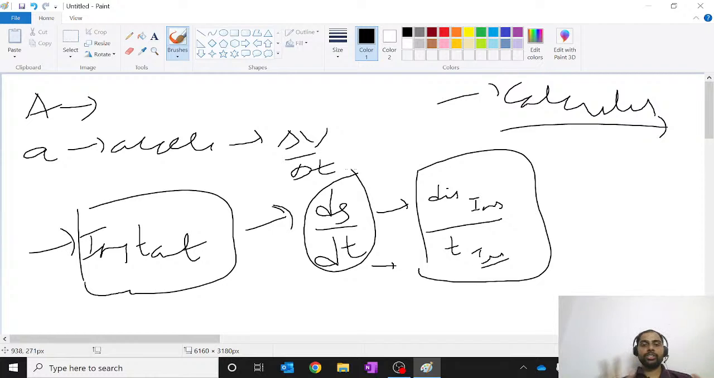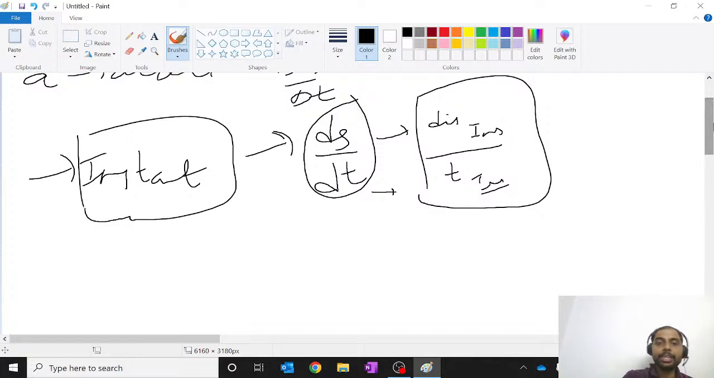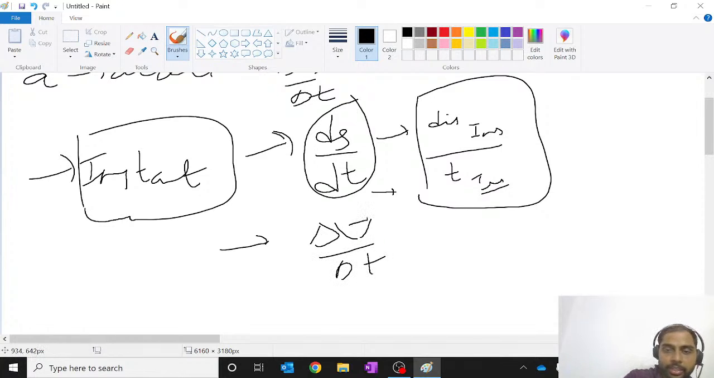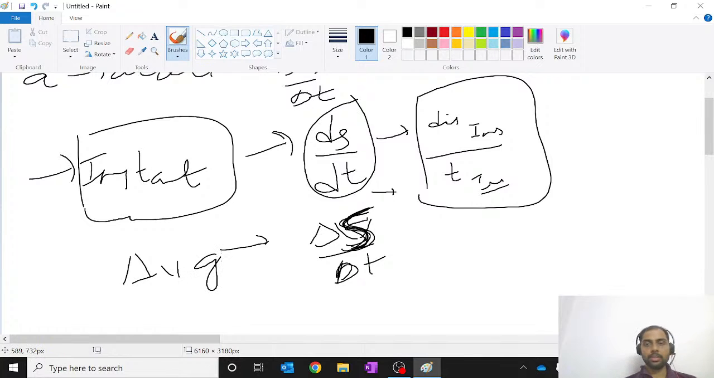So this is your instantaneous velocity, where you are supposed to do ds by dt. If I am talking about average velocity, it is nothing but delta s, the total displacement, by the total time. This is your average velocity. Clear on this?